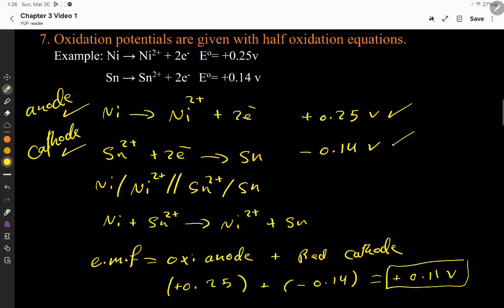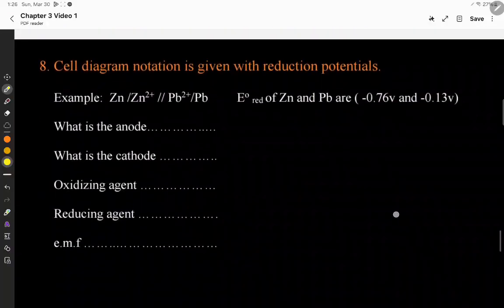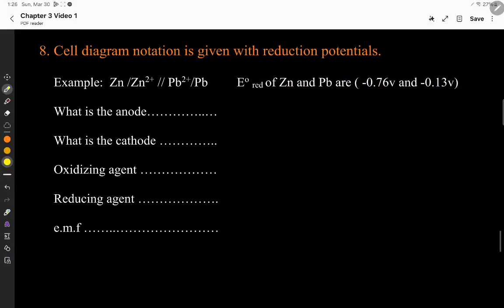Now how do we answer questions about this one? Let's see other types of questions. In some questions it will give us the cell diagram notation and the reduction potential of anode and cathode. Then we are going to determine here. Zinc in this equation is the anode. What happened to it is oxidation. Pb to positive is going to be reduced, so it will be the cathode.